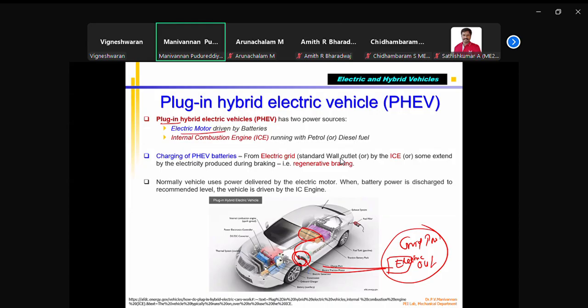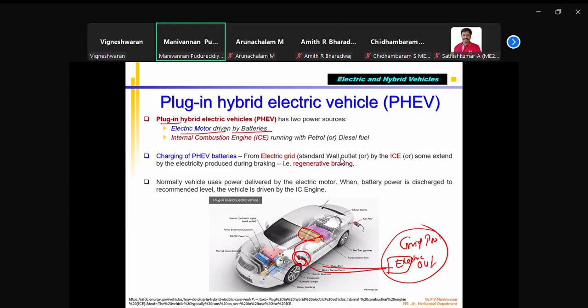It has an electric motor which is driven by the battery power pack. So that's what is going to drive most of the time in a plug-in hybrid. It is like a pure electric vehicle. The engine has very small capacity, maybe 10 or 15% capacity, mainly used for charging the battery.